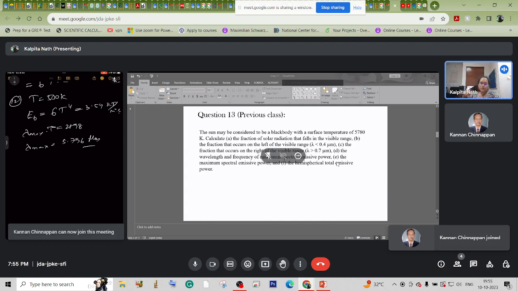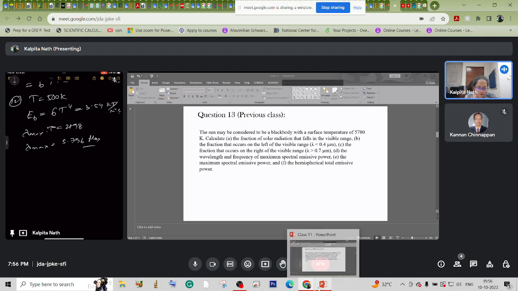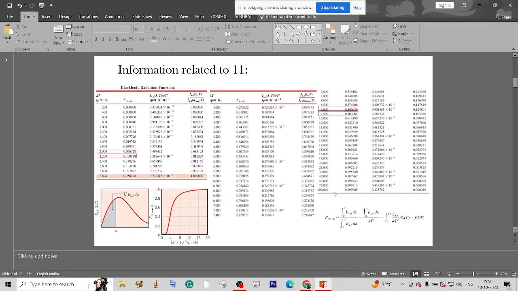So we already know the temperature. As I was explaining, in this question a black body temperature is given, and we have to find out the fraction of solar radiation that is falling in the visible range. For that, first of all, we need lambda T. A similar question we have already done today itself, so we'll be using this whole chart. For finding the fraction, we need lambda T.